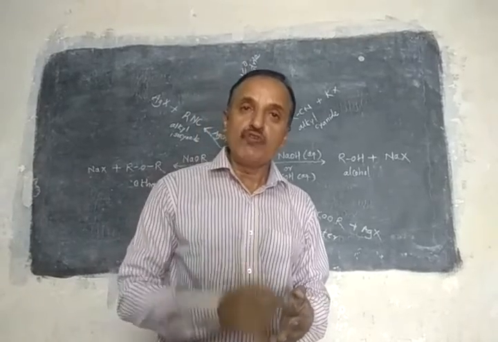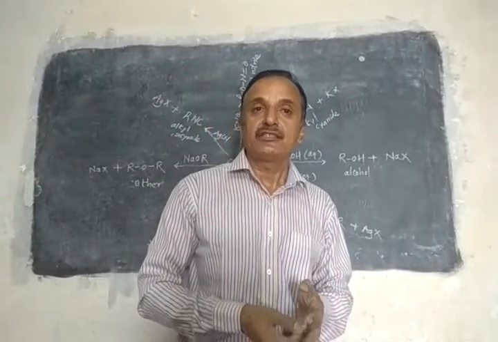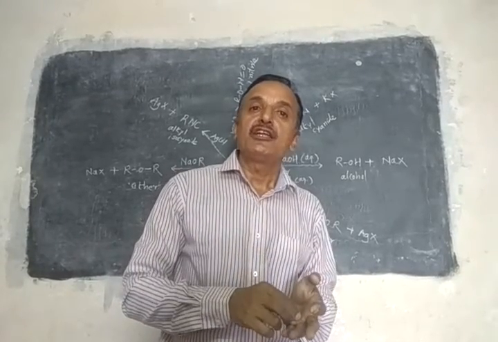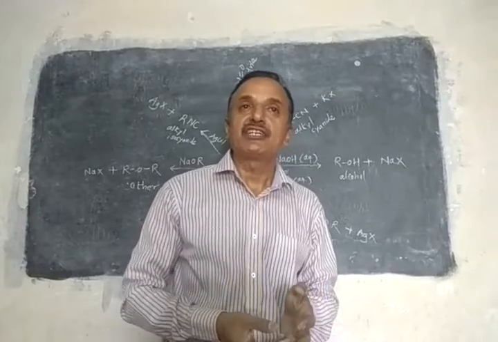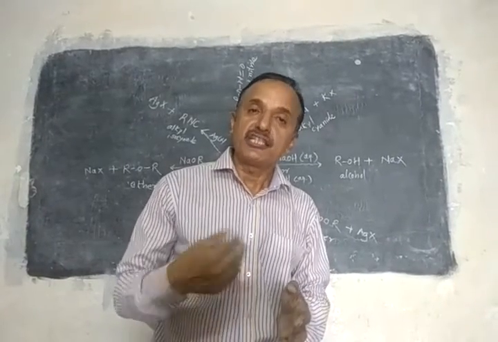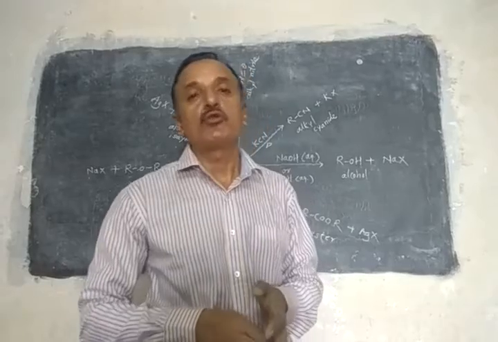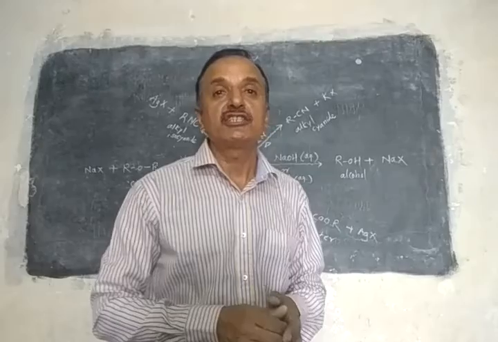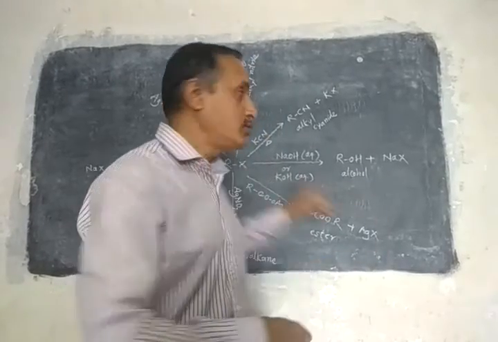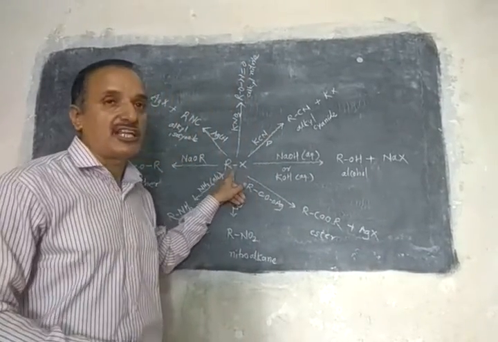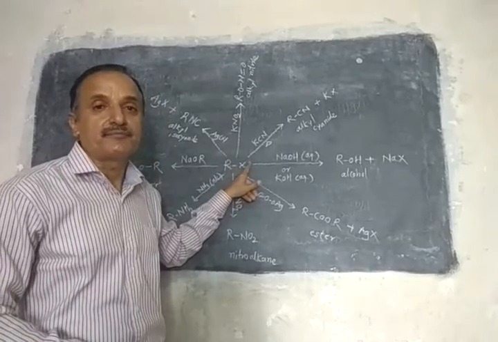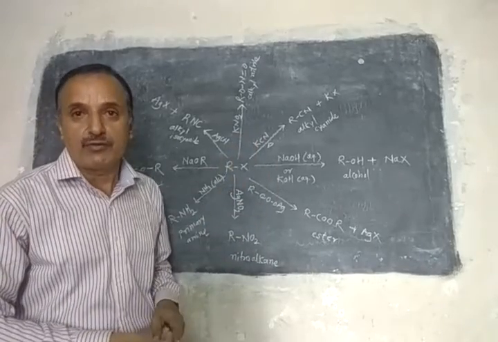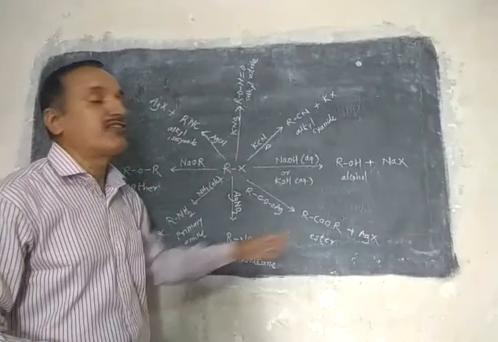When we say nucleophilic substitution reaction, one or more nucleophiles replace another nucleophile or group of nucleophiles. Those reactions are called nucleophilic substitution reactions. So in the case of alkyl halide, this X is the nucleophile, and it is replaced by another nucleophile, and then we get different products.